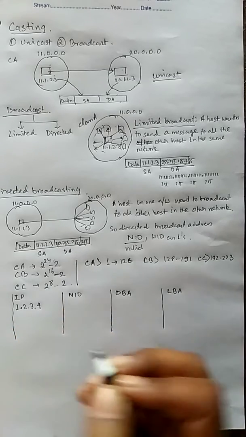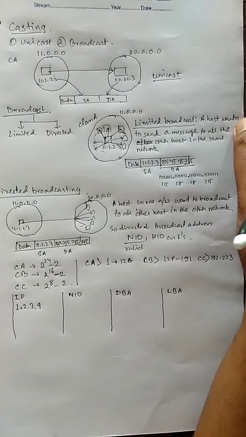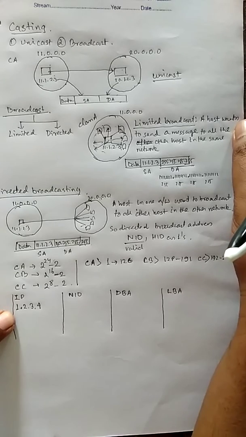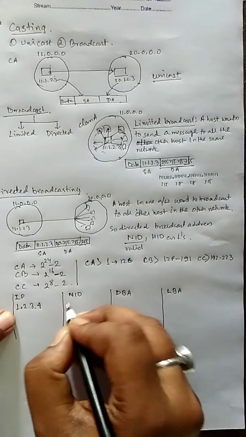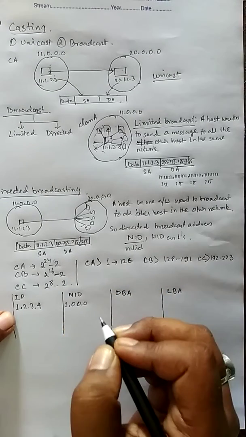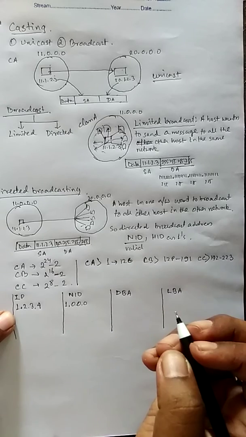The IP address given is 1.2.3.4. What does 1.2.3.4 mean? It is a class A address, because it starts with 1. So what will be the network ID of a class A address? The network ID will be 1.0.0.0.